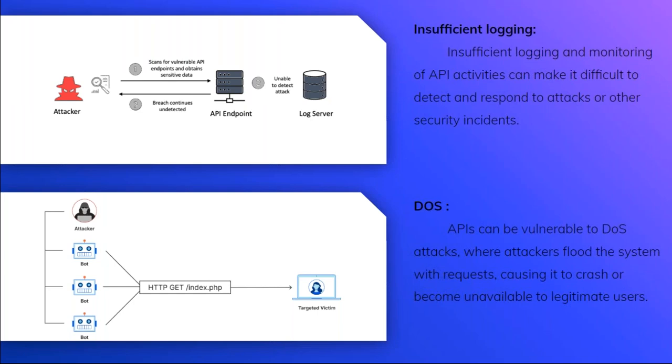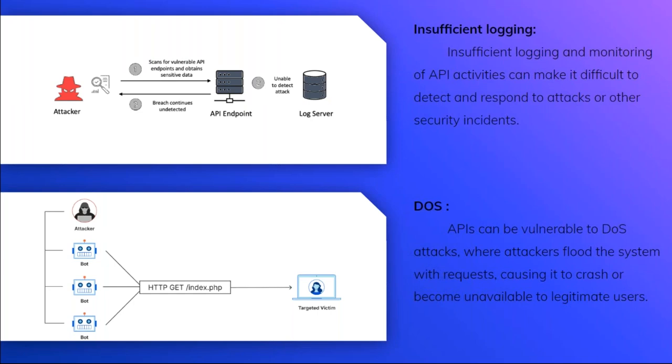Now you see in the diagram, there is an attacker who scans for vulnerable API endpoints and obtains sensitive data through the API, and because of insufficient logging and monitoring of API activities, the log server can send the sensitive data to attackers.